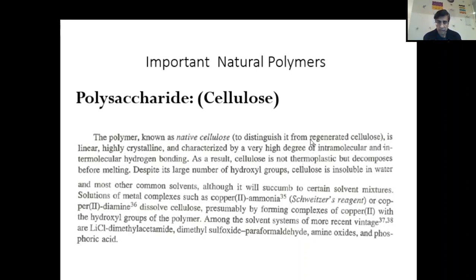Because it is regenerated, that is why it is called regenerated cellulose, which is less crystalline compared to the native cellulose. It has some other properties, and that is why it is used mostly in industry for special applications.